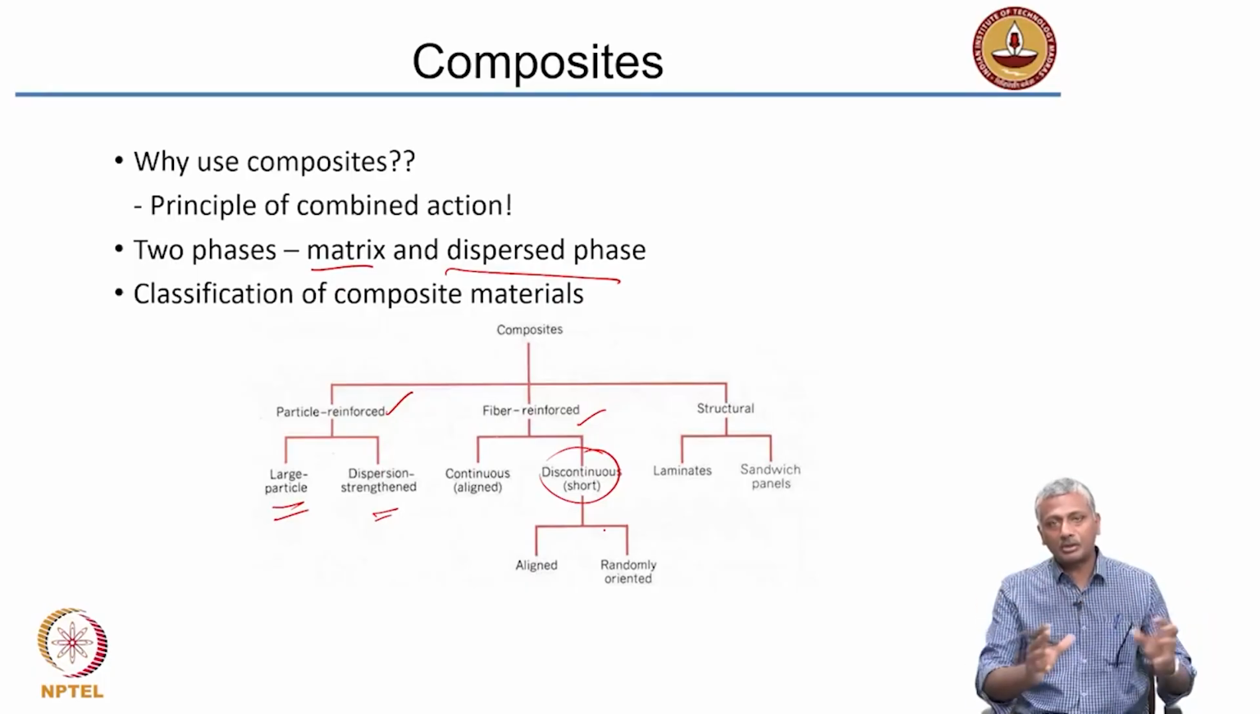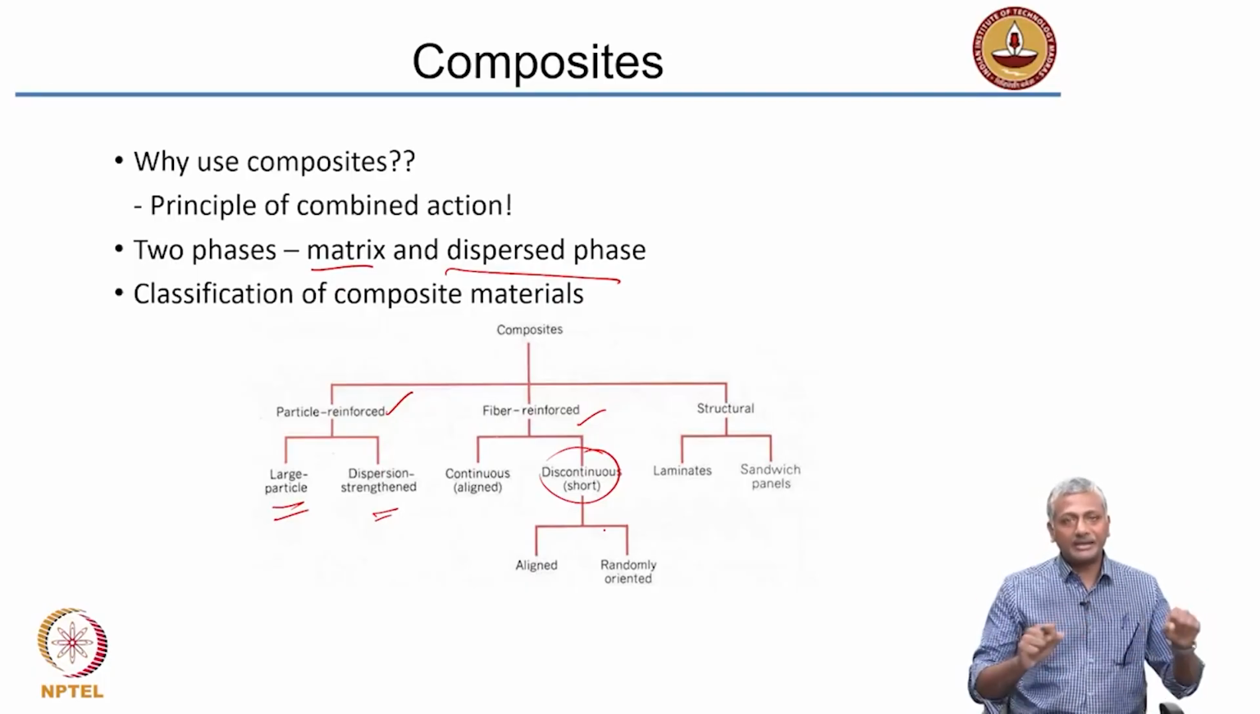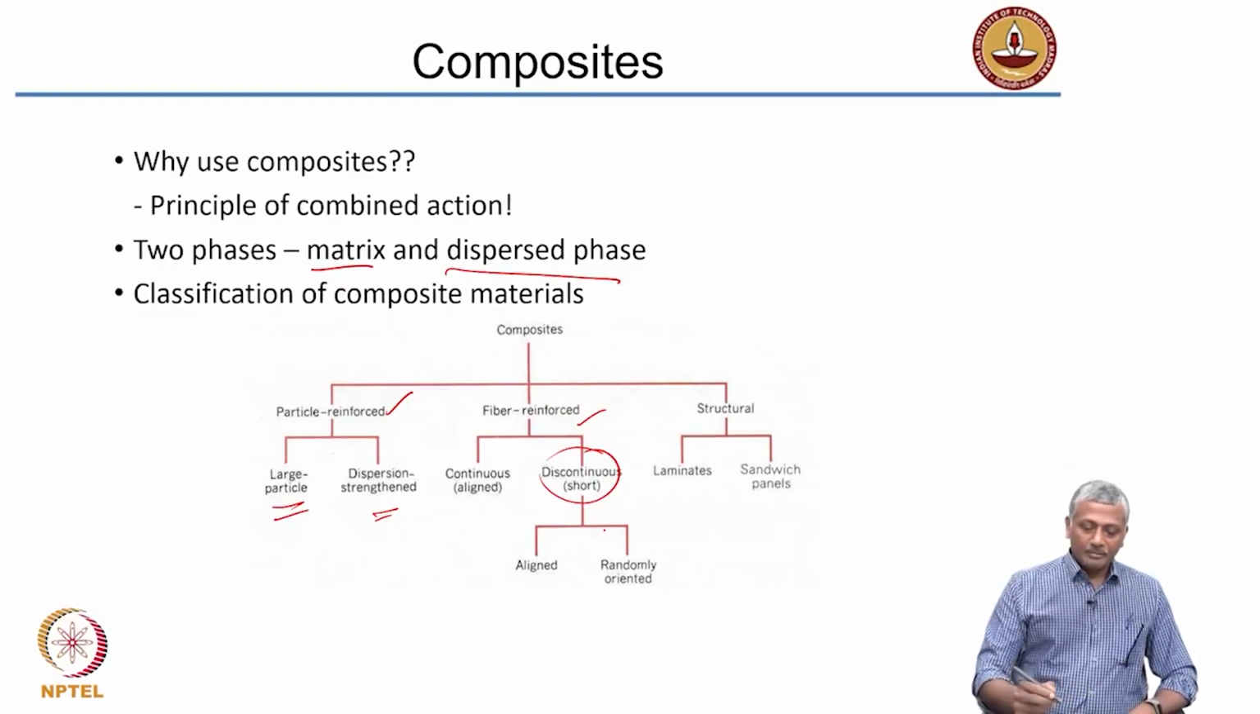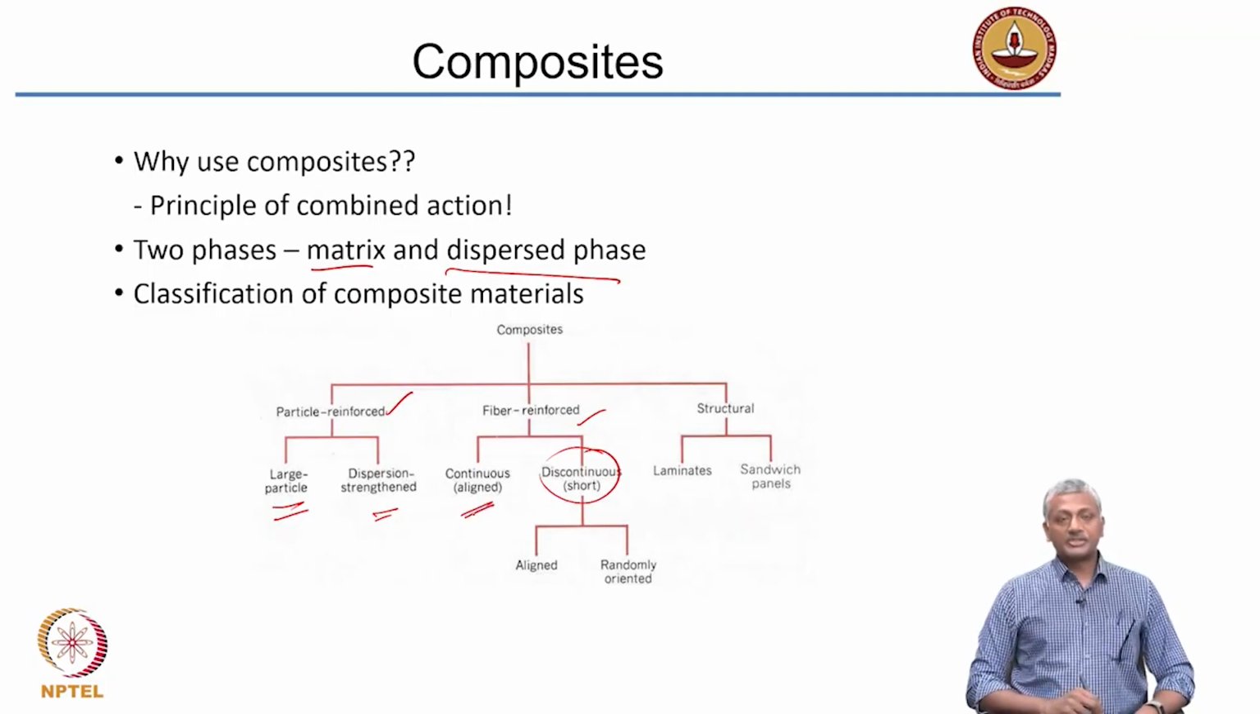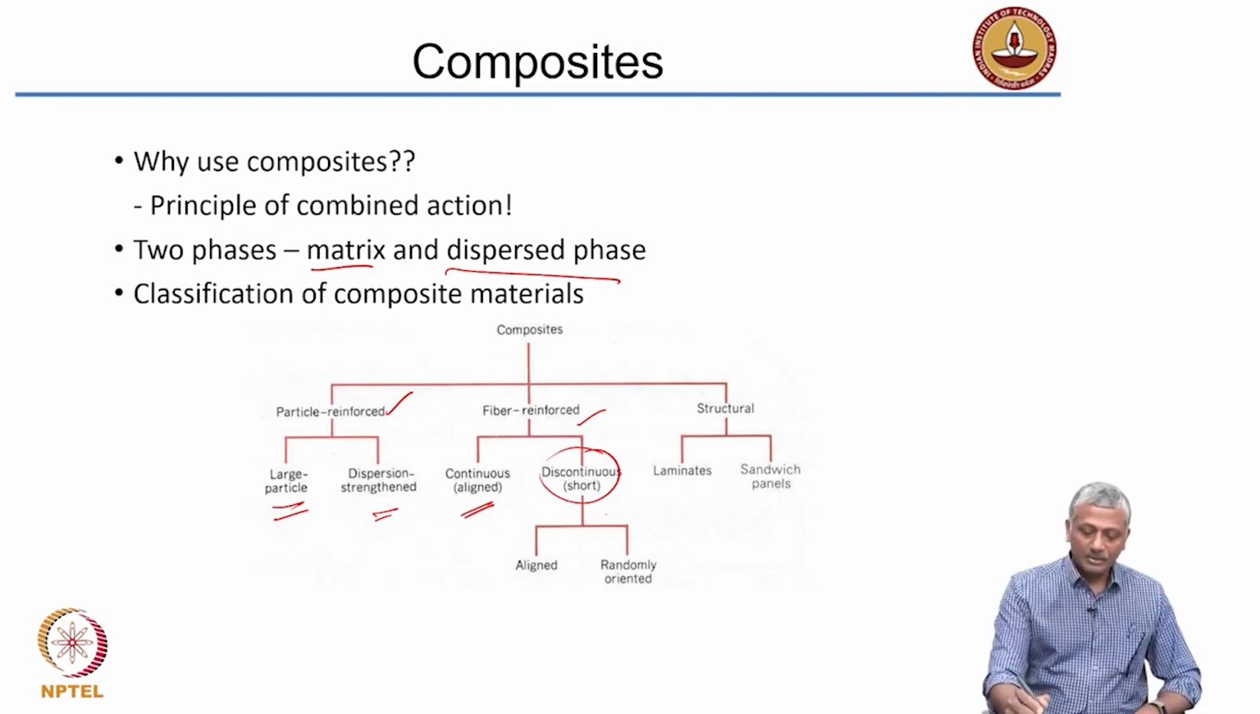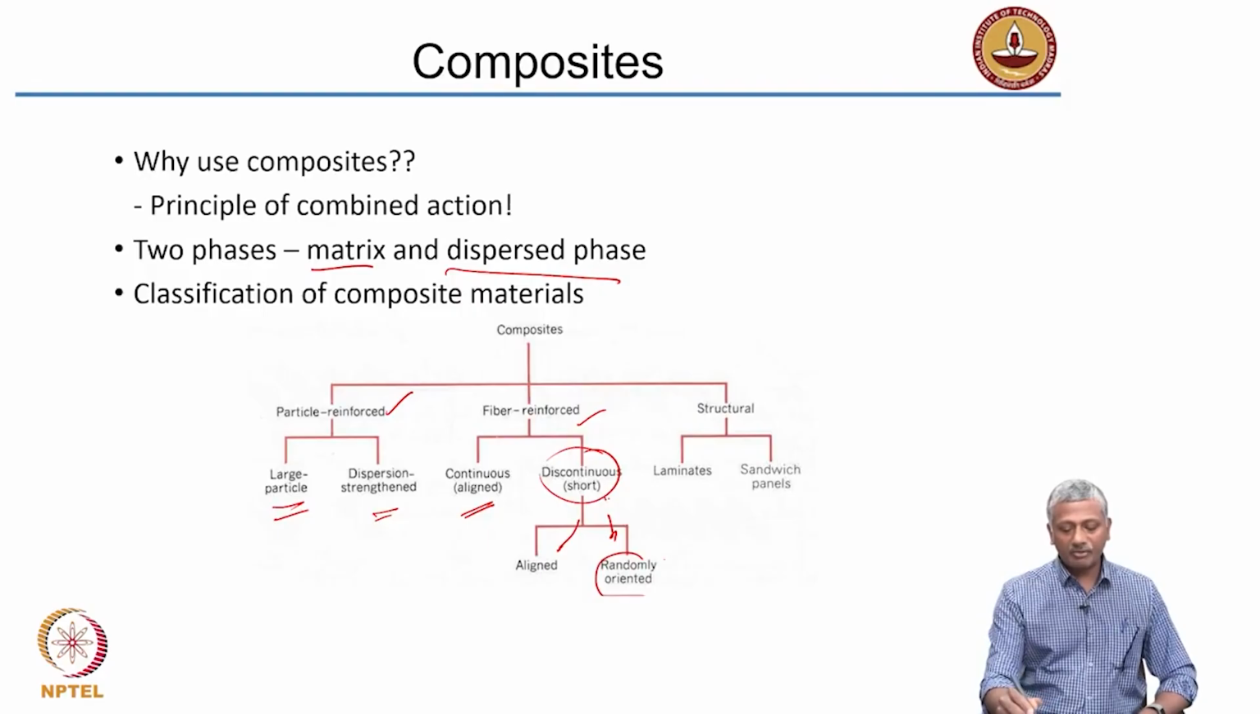They are distributed all across the structure. They do not really align themselves quite nicely. But there are other fiber reinforced composites where the fibers can be aligned or a continuous fiber. Again, these discontinuous fibers could be aligned or randomly oriented. So in concrete, in fiber reinforced concrete, we get randomly oriented fibers.